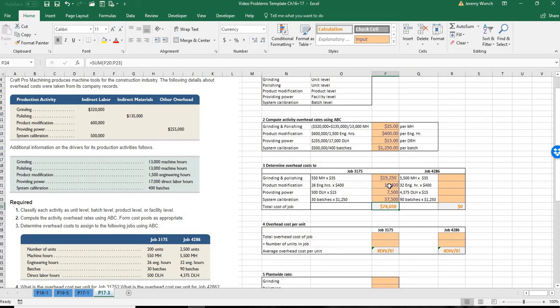So the overhead applied to job 3175 is going to be $74,650. We go through and do the exact same thing for the other job. The overhead applied to job 4286 is going to be $383,000.